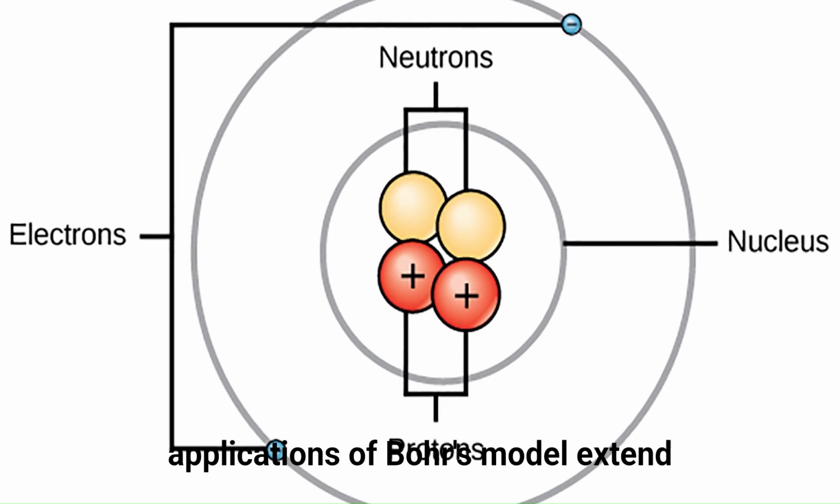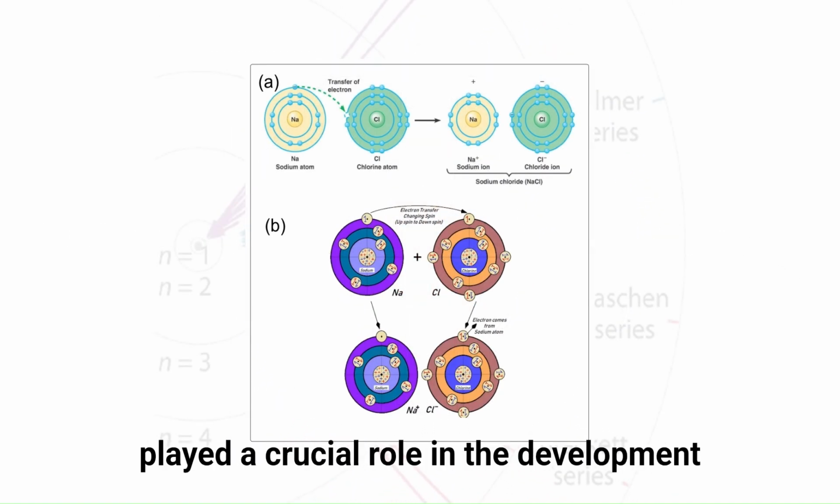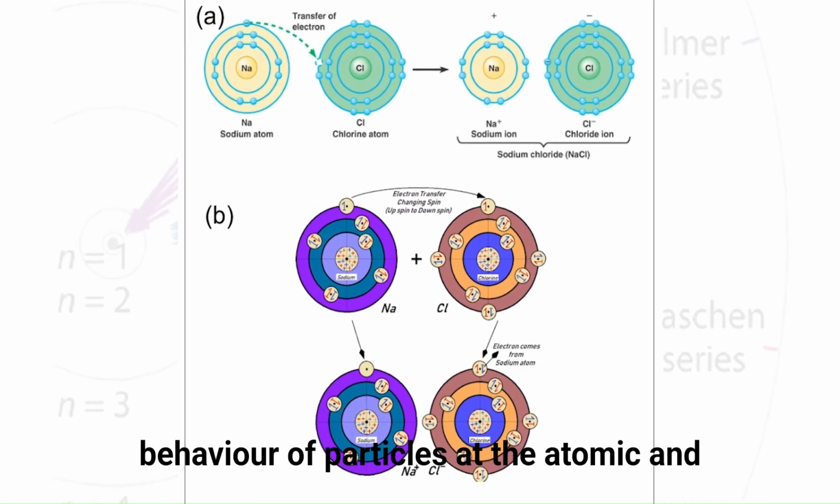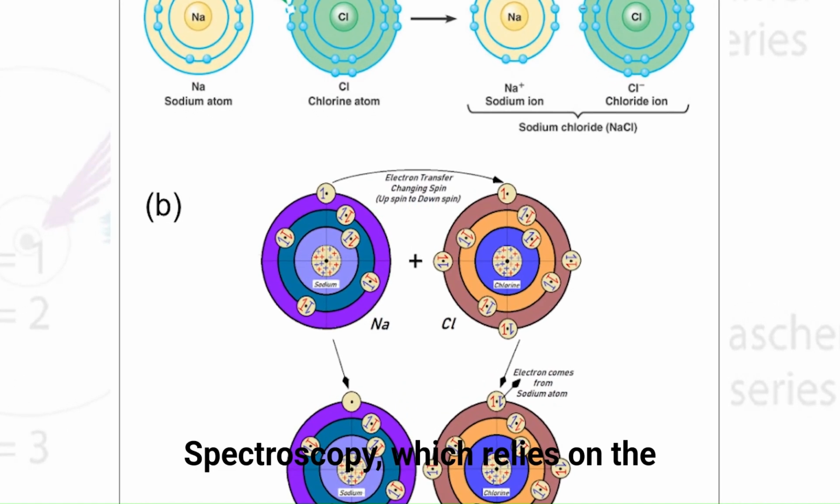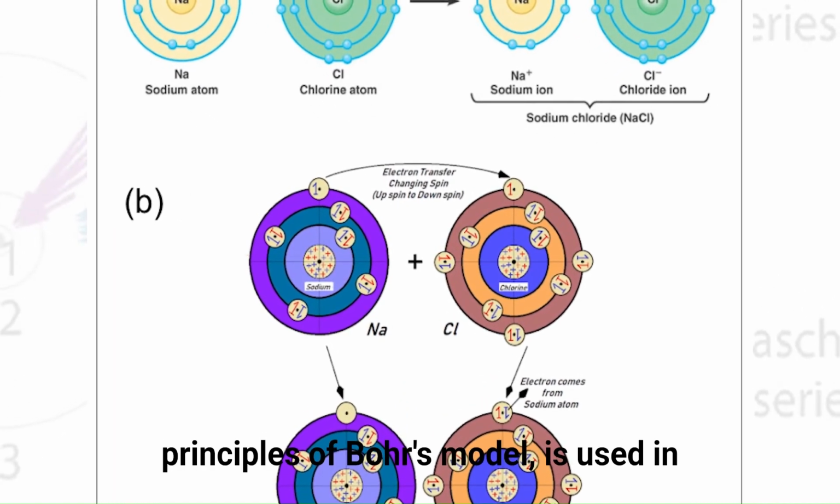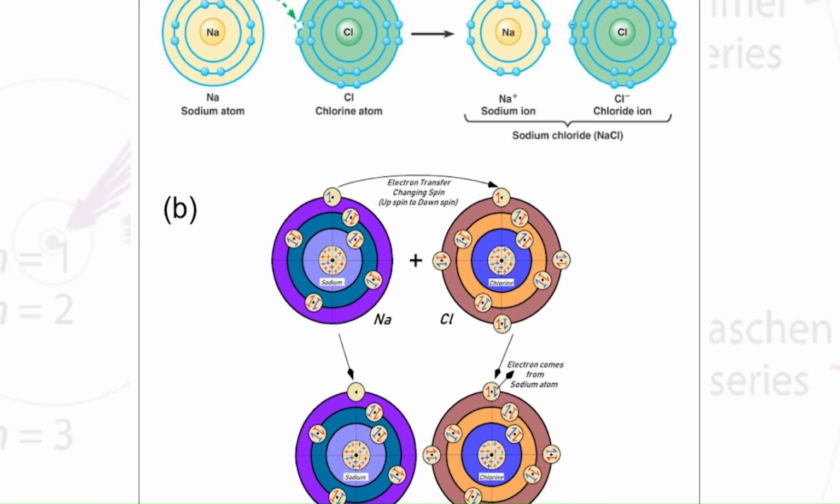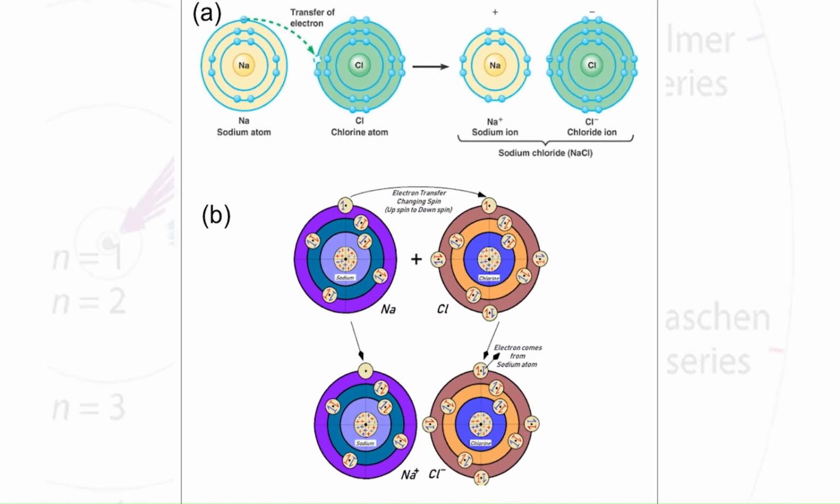The applications of Bohr's model extend beyond explaining atomic spectra. It played a crucial role in the development of quantum mechanics, which describes the behavior of particles at the atomic and subatomic levels. Spectroscopy, which relies on the principles of Bohr's model, is used in fields such as chemistry, astrophysics, and material science to analyze the composition of substances.